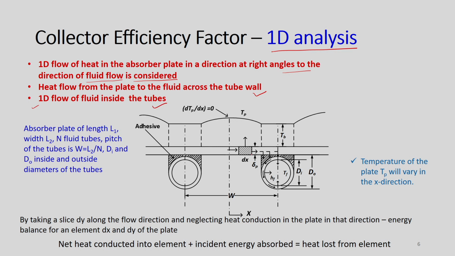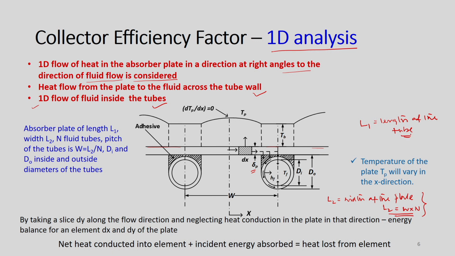Okay. So, let us consider this configuration. Okay. So, this is an absorber plate of say thickness delta p, right, and two tubes are considered in that collector, and let the pitch be W, and if we consider L2 is the width of the plate, then what we can say, this L2 is nothing but W into N. Okay. So, that we can do, and L1 be the length of the collector or length of the tube.